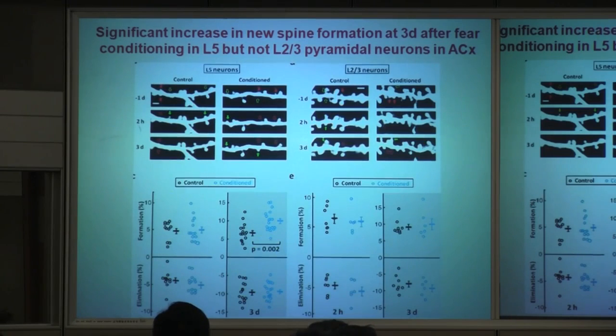Now this formation is slow, because 2 hours after fear conditioning training, there's no increase in the new spine formation. But 3 days later, there's a clear increase. So there's a progressive increase after training, an increase in the formation of postsynaptic structure. Now you have a presynaptic structure that's increased, and postsynaptic spine also increased. You imagine maybe they are together, right? They should form a new synapse, a new presynaptic bouton contacting a new spine.